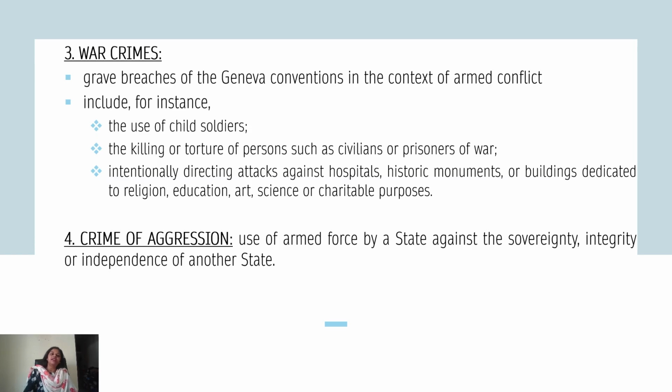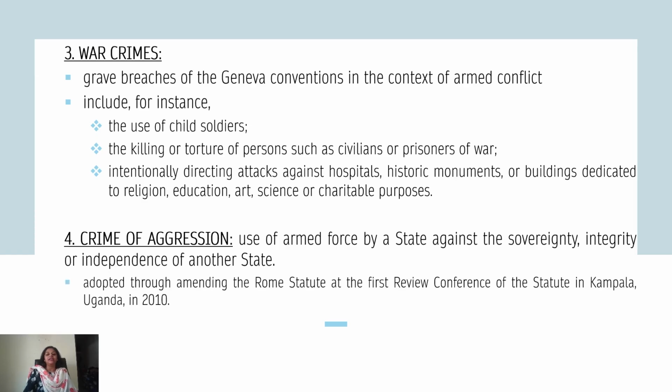Initially, genocide, crimes against humanity, and war crimes were three major categories of crimes mentioned under the Rome Statute. So this fourth category, the crime of aggression, was added at a later stage. It was adopted by amending the Rome Statute at the first review conference of it in Kampala, Uganda in the year 2010. So it was 2010 when crime of aggression was considered to be added and was added by way of amending the Rome Statute.